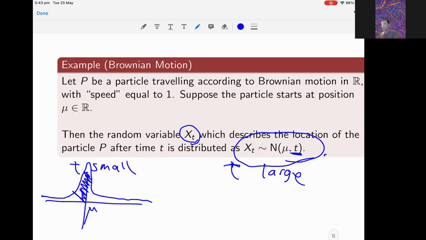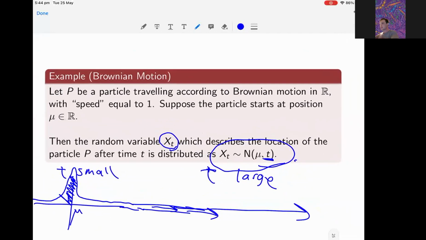Or it can, but it's much more likely to stay close to mu. And the interesting thing is that it is possible that it went really, really far, because this probability density function is positive. There is a chance that it ended up all the way out here, but that chance is quite small, basically because of how the normal distribution operates.